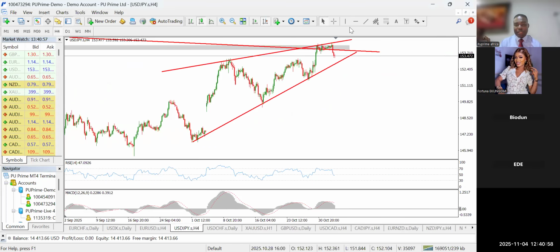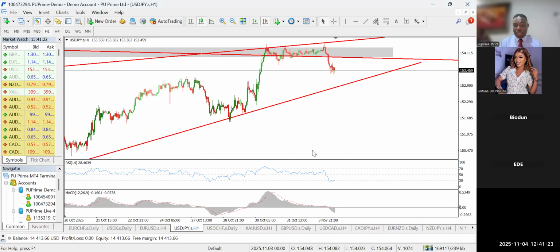Now, between yesterday and today, there's been some bearish movement already on the USD JPY. Depending on the kind of trader that you are, you may look at trading this instrument. If you're a day trader, I would rather advise you wait for price to retest the resistance zone before a further drop. Let me go down to the 1 hour so that I can explain this better.